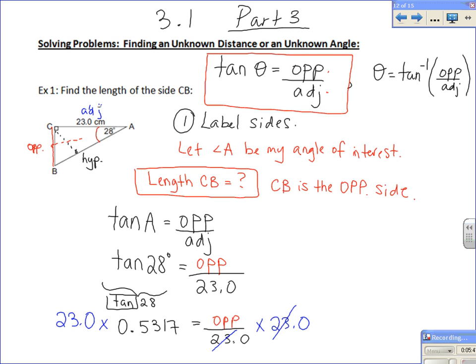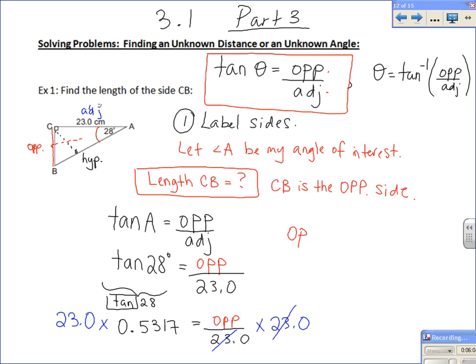Okay, you undo what is being done to the thing that you want to isolate. The thing I want to isolate is the opposite, so I undo what's being done. It's being divided by 23, so I multiply by 23. And I have to do the same thing to the other side so that they're both equal. And what I end up with is the opposite, I'm just going to write this over here.